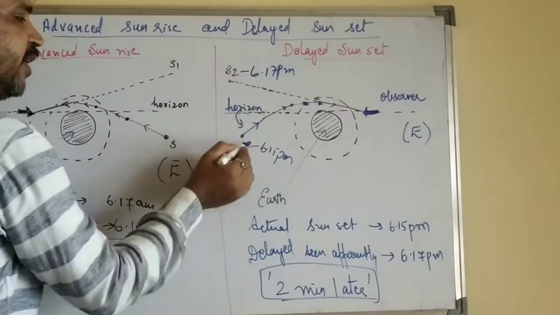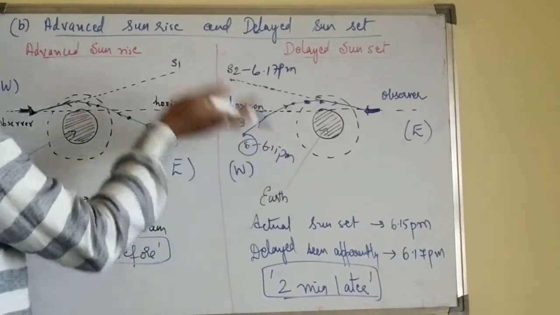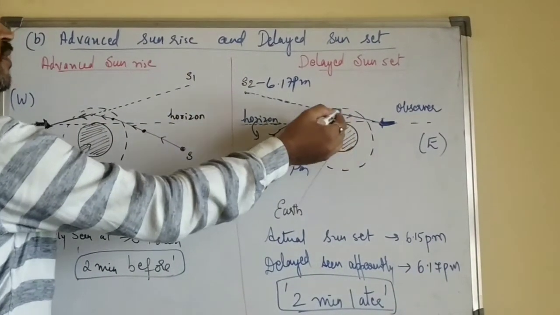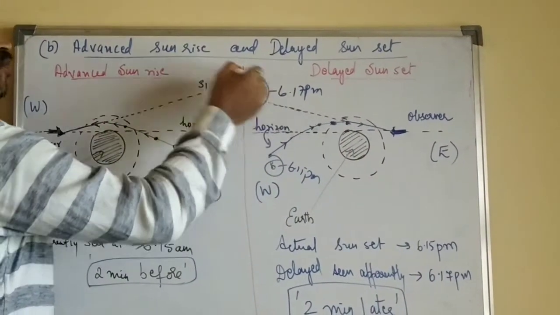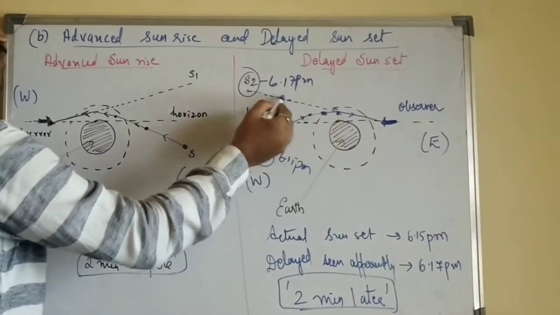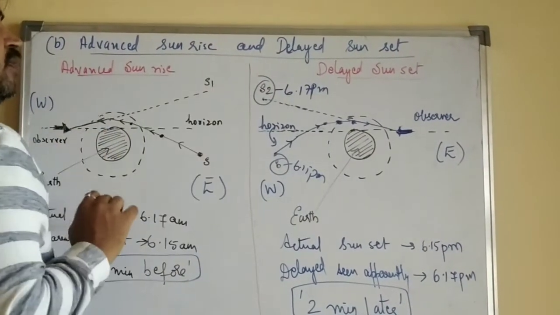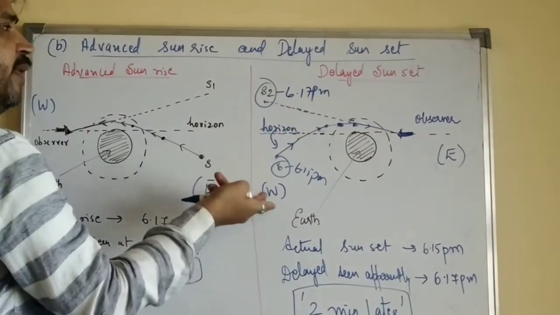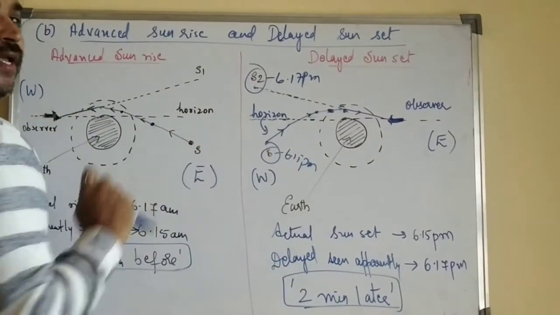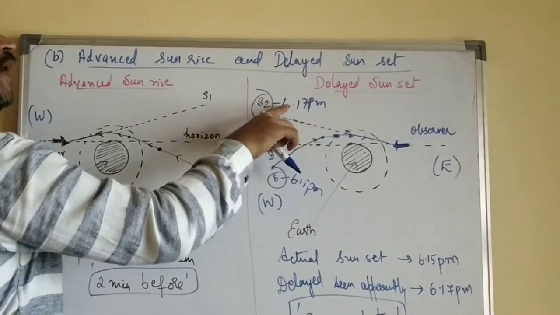But the observer is not seeing the actual setting of the sun below the horizon. He is only seeing the atmospheric refraction effect, and he is seeing the sun at this position, say S2. Due to the atmospheric refraction, you just produce the ray backwards so that it follows a straight line, and here is the position. So the apparent position, that is S2, is at exactly 6:17 p.m., 2 minutes delay. The sun actually set at 6:15 p.m. The observer is seeing the setting sun apparently at 6:17 p.m.